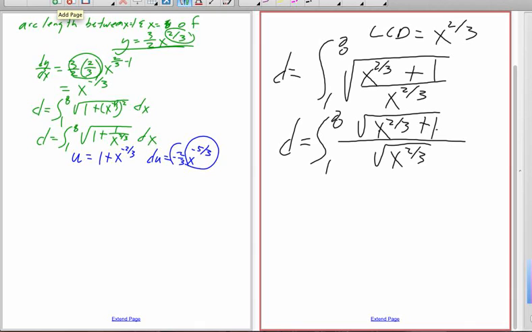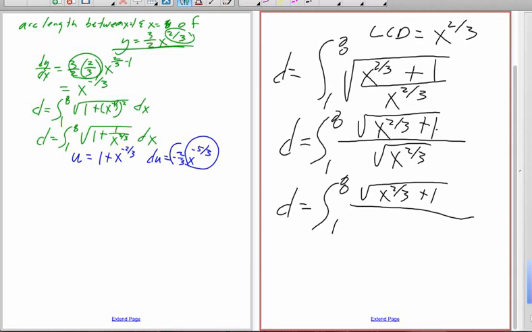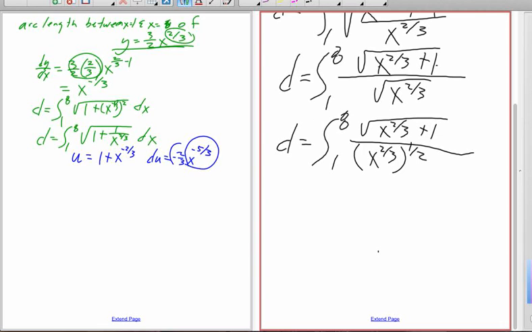So I'm going to rewrite this thing. It's going to be the integral from 1 to 8, the square root of x to the 2/3 plus 1 over x to the 2/3 to the 1/2. Now, all I did was rewrite my square root as the power of 1/2.